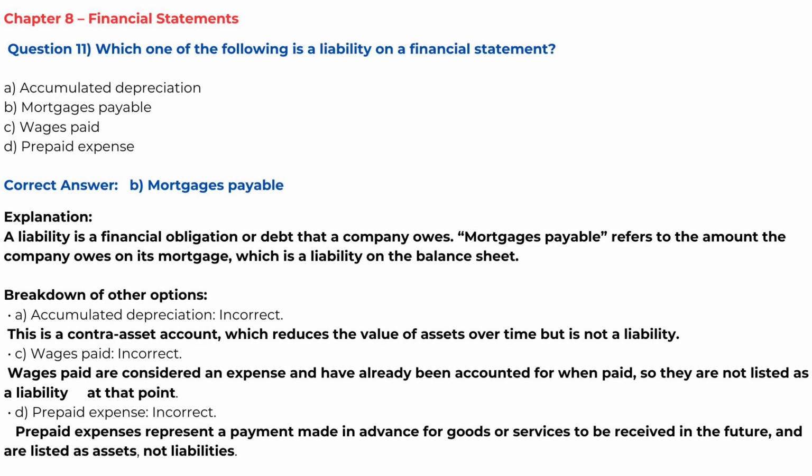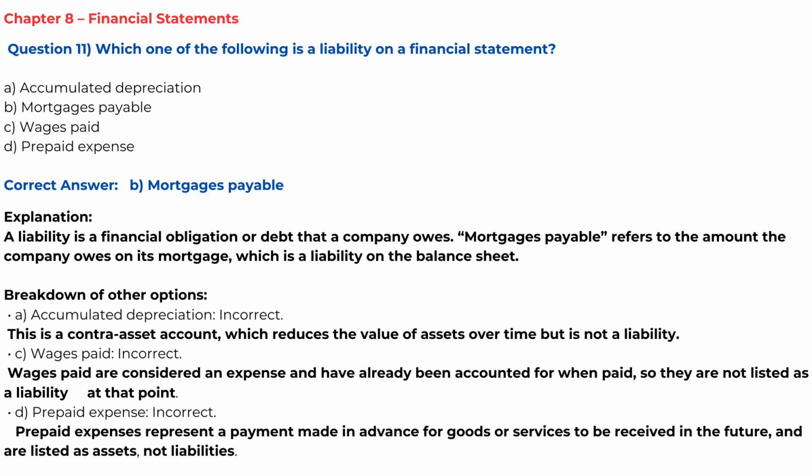Question 11. Which one of the following is a liability on a financial statement? Correct answer, B. Mortgages payable. Explanation. A liability is a financial obligation or debt that a company owes. Mortgages payable refers to the amount the company owes on its mortgage, which is a liability on the balance sheet.